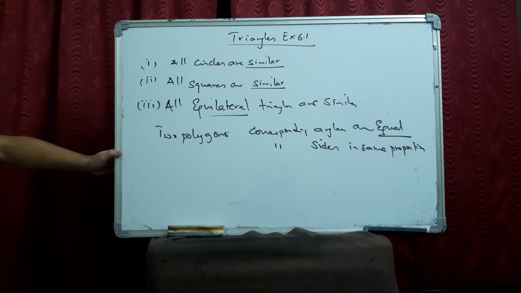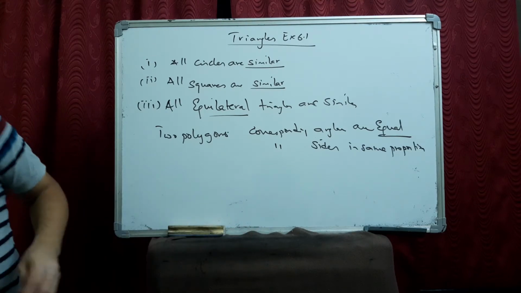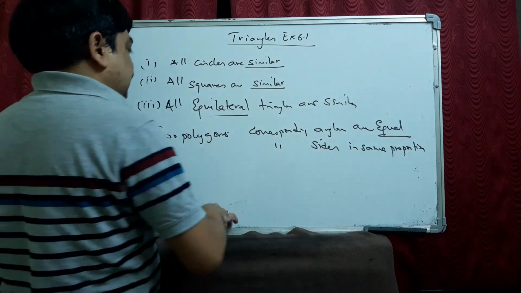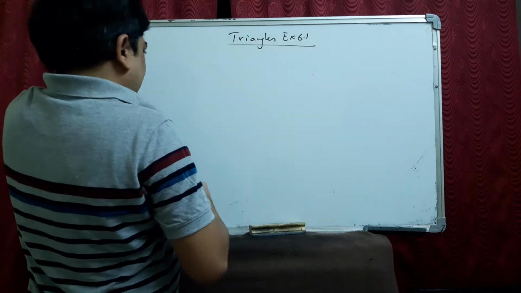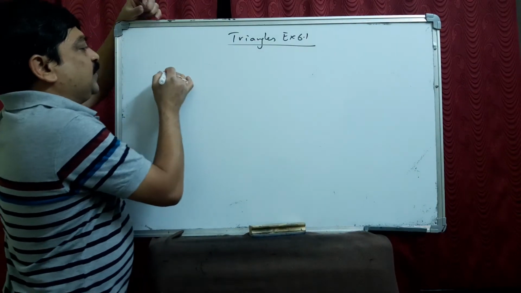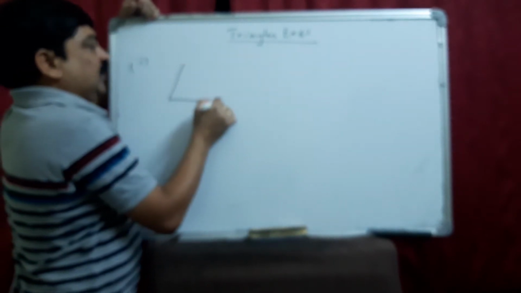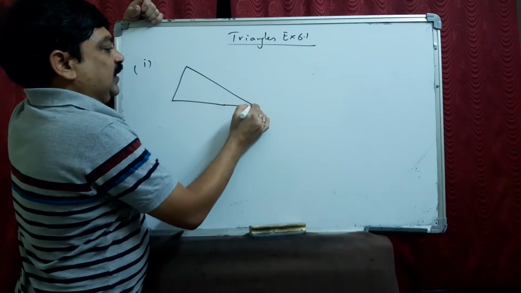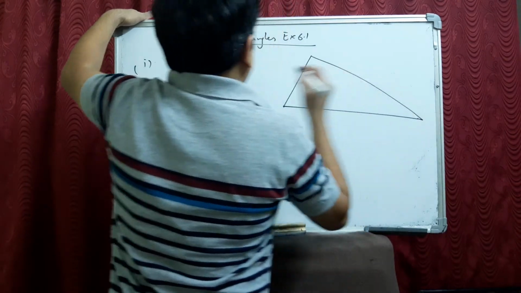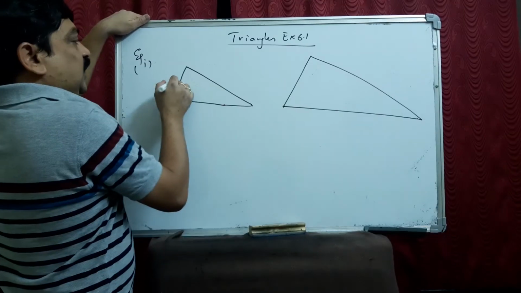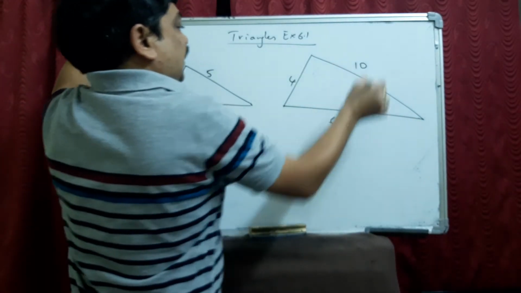Okay, next question. Give different examples of a pair of similar figures and a pair of non-similar figures. Okay, I'll give the example. Pair of similar figures. I don't take a right angle triangle now. I take some other triangle, some obtuse angle triangle. For similarity, I am taking it like this. Example 1: sides 2, 4, 3, 6, 5, 10.